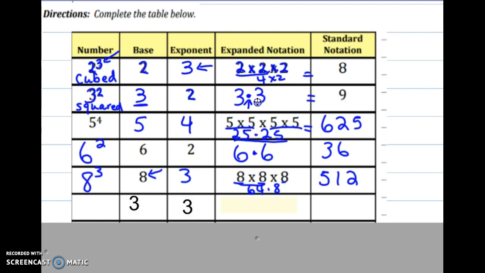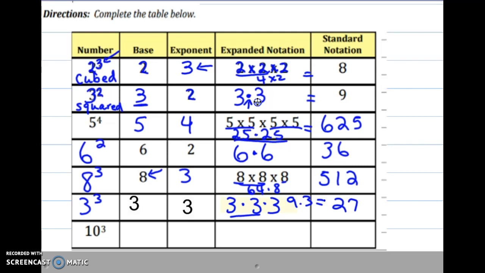The next row, you should have written 3 to the third power, or 3 cubed, which means to multiply 3 times 3 times 3. Well, 3 times 3 is 9, and then 9 times 3 is 27. I'm sure all of this is a review of what you learned in 5th grade.